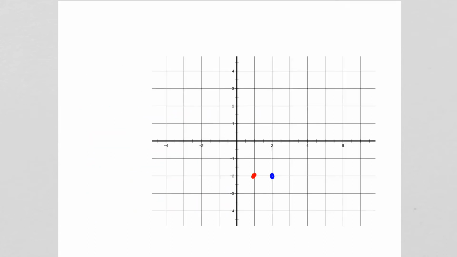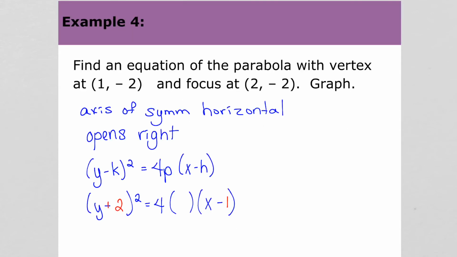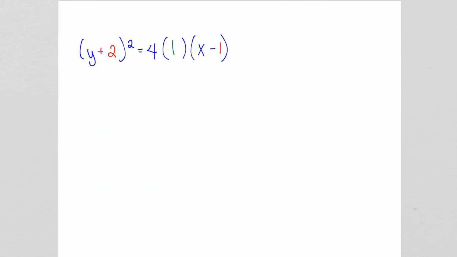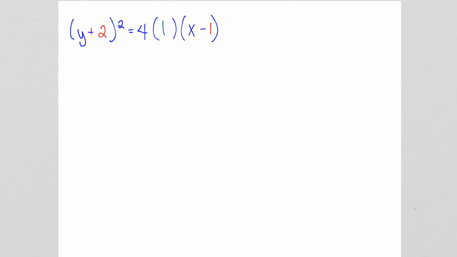So let's find p. Looking at our picture here, we can see p is the distance between our vertex and the focus, so p must be 1. So we'll just put a 1 in there. Simplify real quick. We've got (y plus 2) squared equals 4 times 1, which is 4, times (x minus 1).